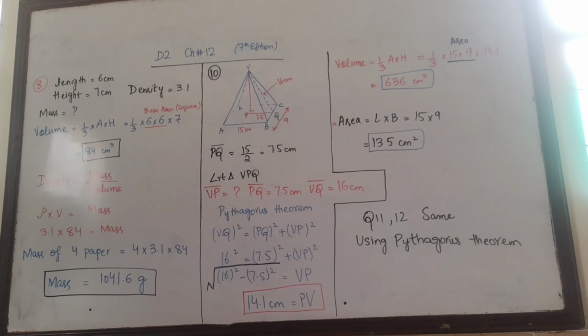So you will see this is actually the base area of the square, which is length multiplied by length. So 6 multiplied by 6 and multiplied by height, which is 7. So we got the volume, 84 centimeter cube.